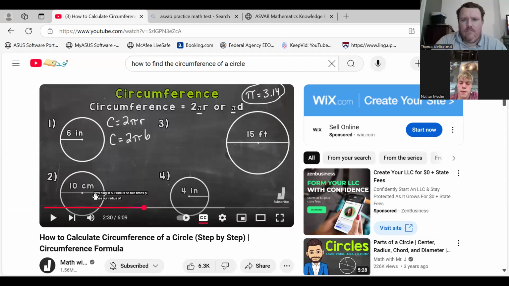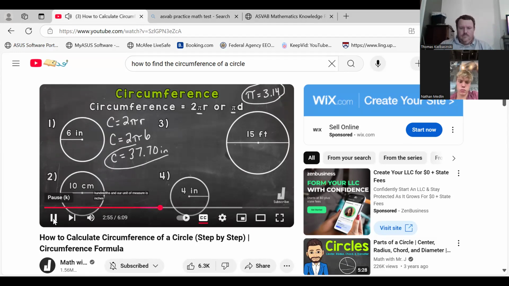All right. Radius of 6. Then we calculate. And once we punch it into our calculator, we should get 37. You're going to get a pretty long decimal there, so I rounded to the hundredths place, 37.70. And our unit of measure is inches.